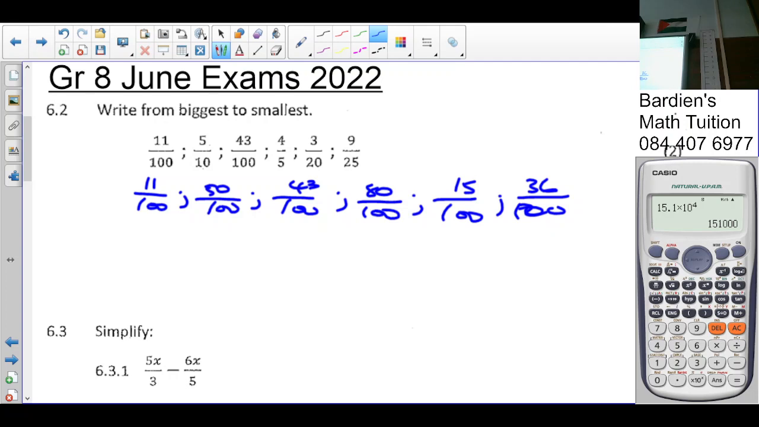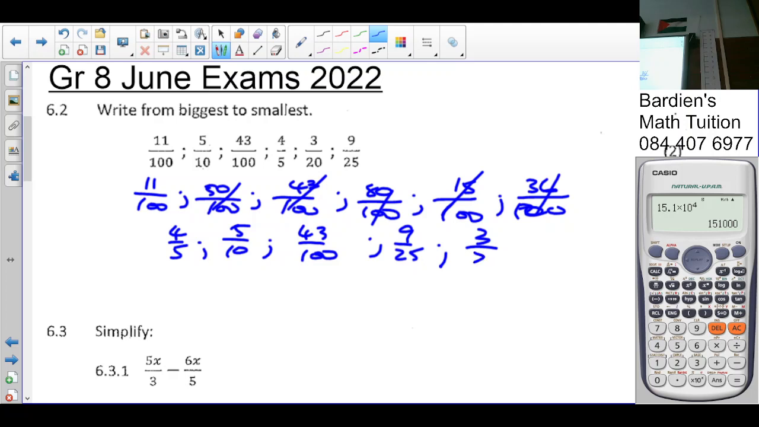Biggest to smallest. The biggest is of course 80, which corresponds with 4 over 5. Then it's 50, which is 5 over 10. Then we got 43 over 100. Then it's 36, the last one, which is 9 over 25. Then you're going to get 15, which is 3 over 20, and 11 over 100. Remember to write it in the form that is given to you. Okay.